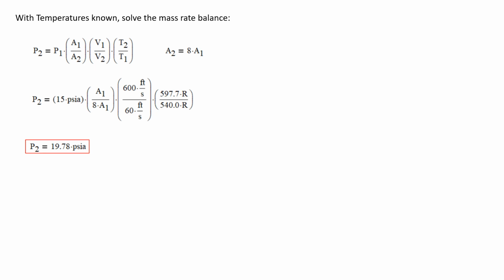So with T2 known, now we can solve our mass balance for the final pressure. It's the initial pressure, 15 psi, times the area ratio, and A1 will cancel, times the velocity ratio, 600 over 60, is 10. And then this is the exit temperature we just calculated, and we were given the initial temperature of 540. Calculate that the final pressure is 19.78 psia.